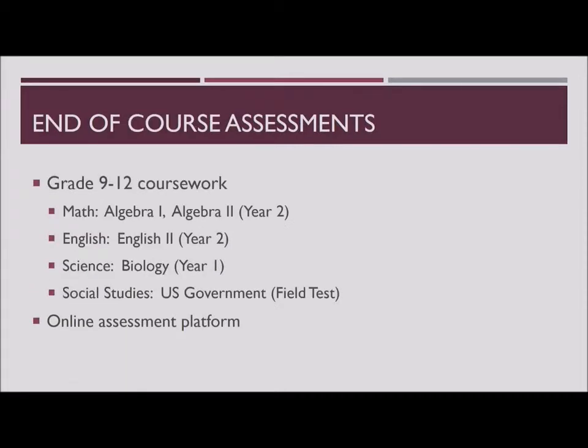Then at the high school level, grades 9 through 12, we give end of course assessments, often referred to as EOCs. Required assessment in each core content area. So in math, we are required to either give Algebra 1, or if students take Algebra 1 prior to entering high school, then they're required to take the Algebra 2 assessment. So they have to take one of those two. And again, that's a math test, so that's in year 2. We took it for the first time last year. In English, sophomores take the English 2 assessment.